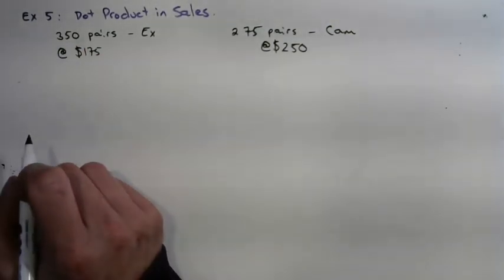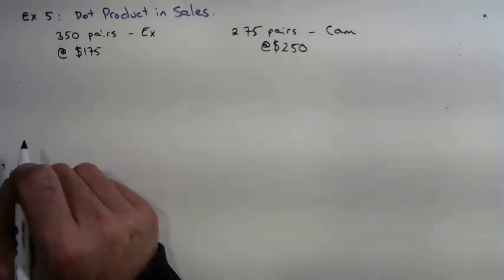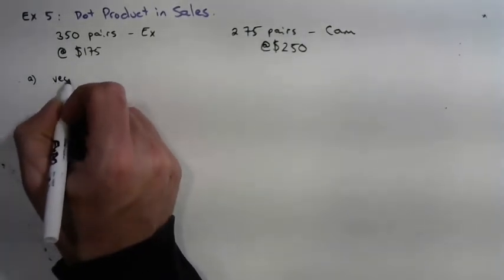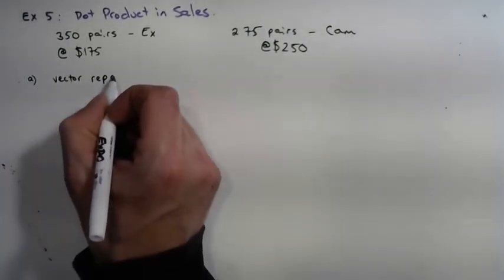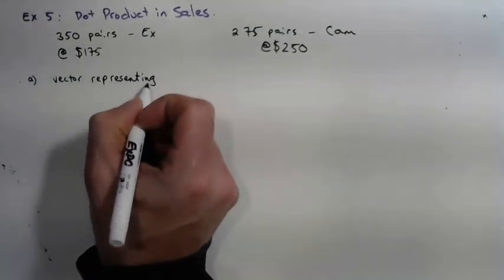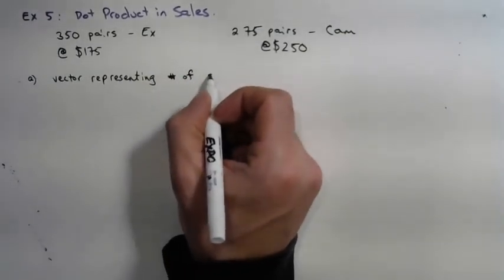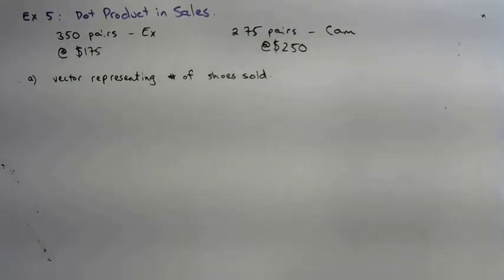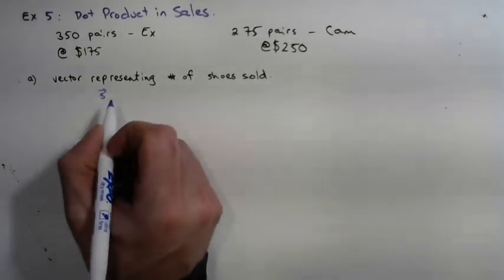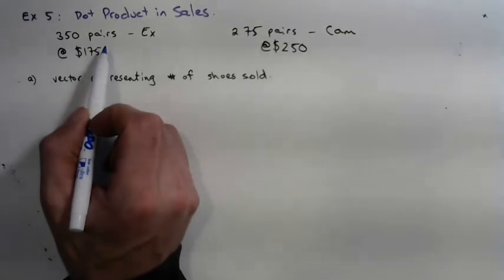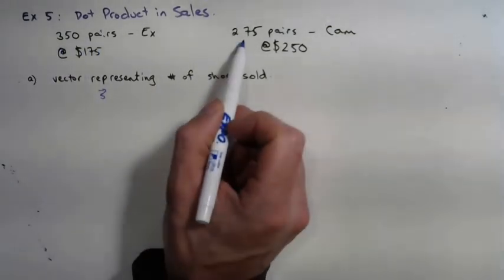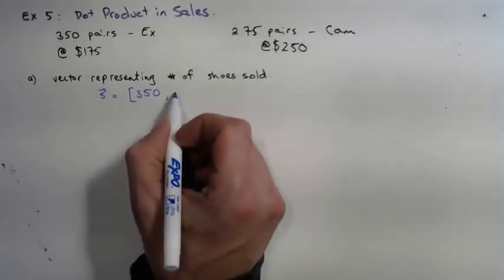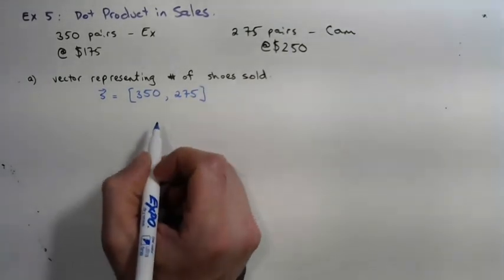We're going to write a Cartesian vector S to represent the number of shoes sold, a vector representing the number of shoes sold in 1 year. We're going to call that vector S. And all we're going to do is take the pairs of Excaliburs sold and the pairs of Camelots sold as our defining coordinates and plug those in there in a vector.